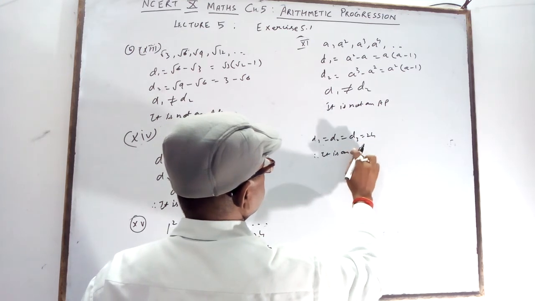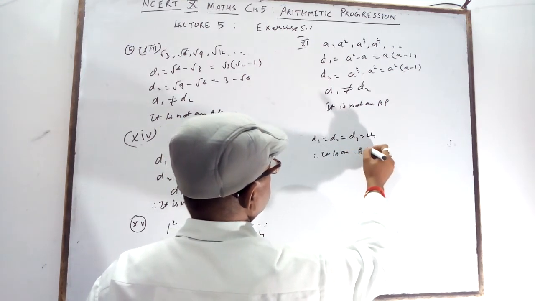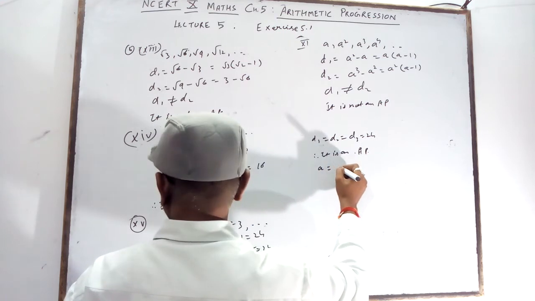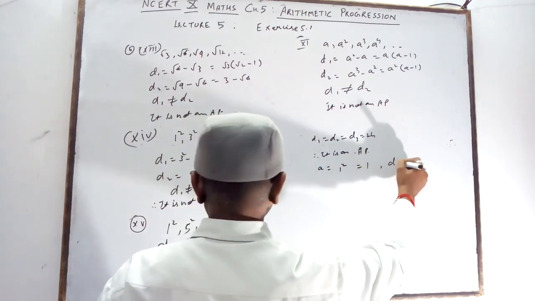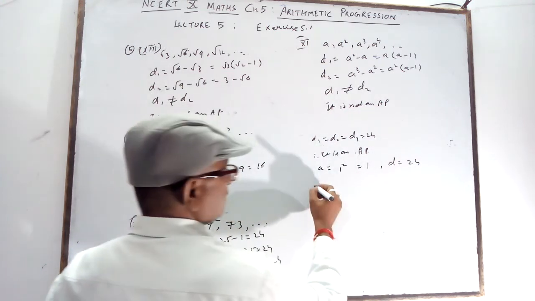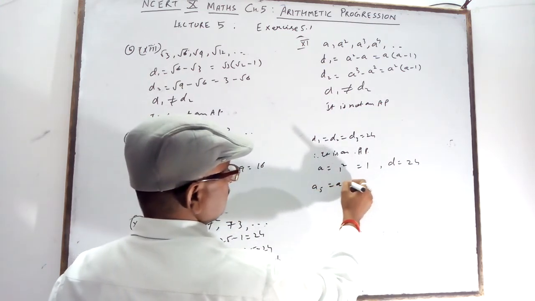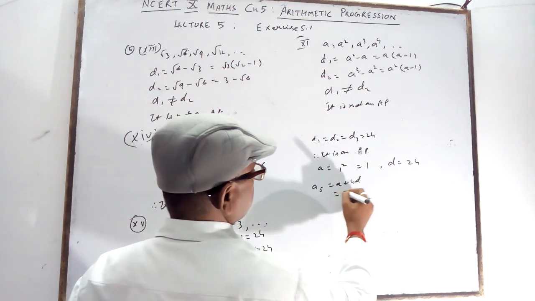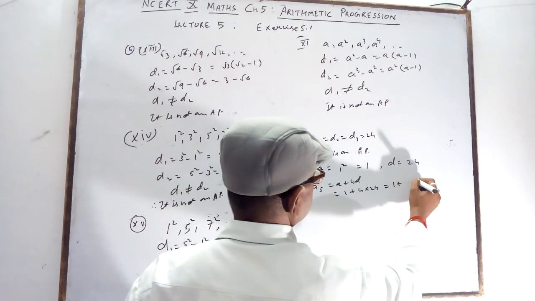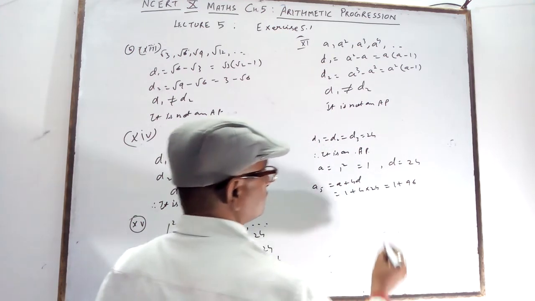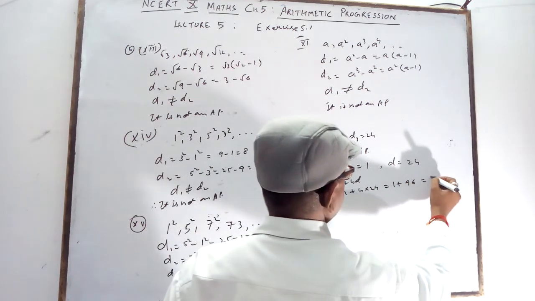If it is an AP, what is its first term? 1 square, that is 1. What is your common difference? 24. So a5 is equal to a plus 4d, means 1 plus 4 into 24, that is 1 plus 96, which is 97.